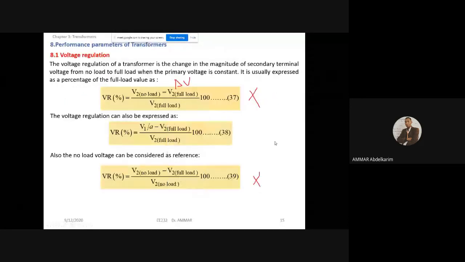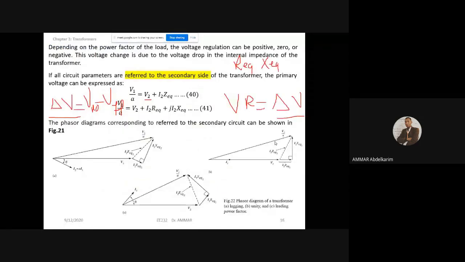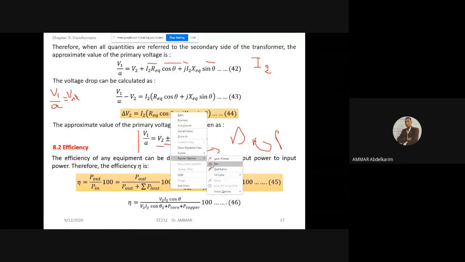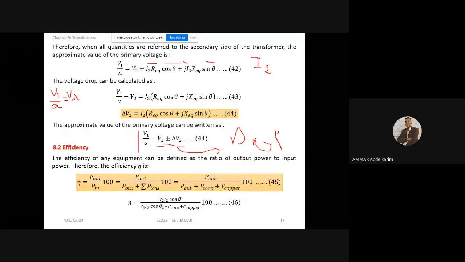Okay, and the last demonstration is just to determine the meaning of the voltage drop, which is delta V. Now let's see the second performance parameter, which is the efficiency. The efficiency is very important in electric machines, motors, transformers, or any system. The efficiency is simply the output power over the input power. Also, the efficiency is calculated as a percentage.